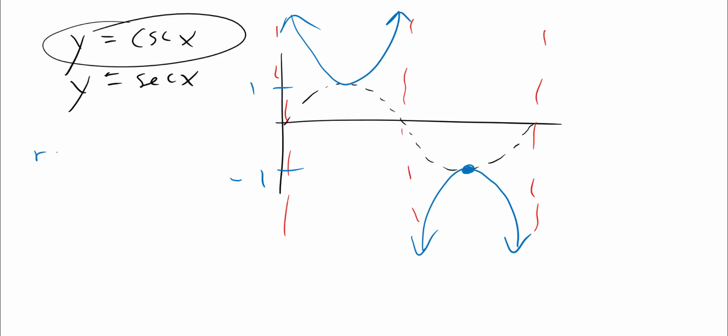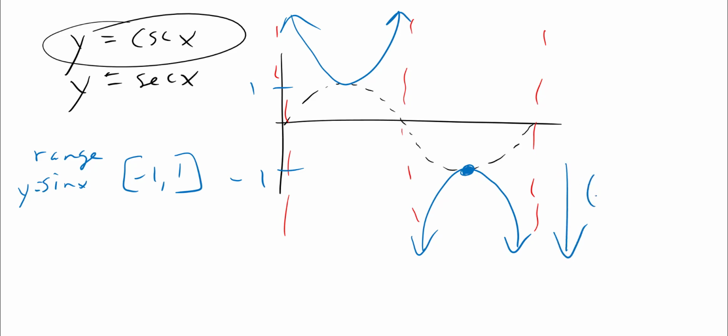So here again, let me write the range for sine of x, y equals sine of x. We said that's negative 1 to 1. So your negative 1 is your low point, and it's everything below that, which means negative infinity to that negative 1, bracket, because of course it's including the point. And then the other way, it's everything above 1. So it's going to be bracket 1 to positive infinity.